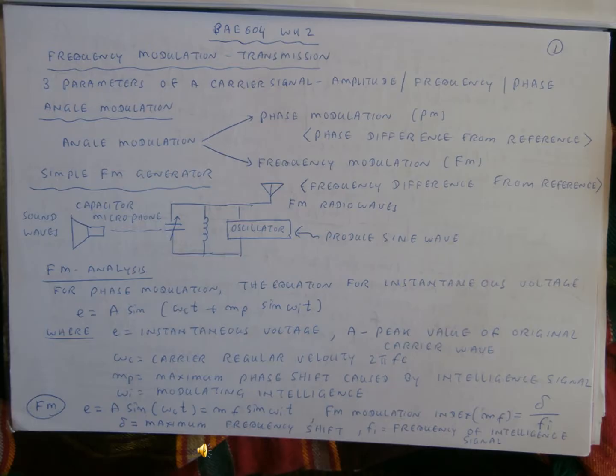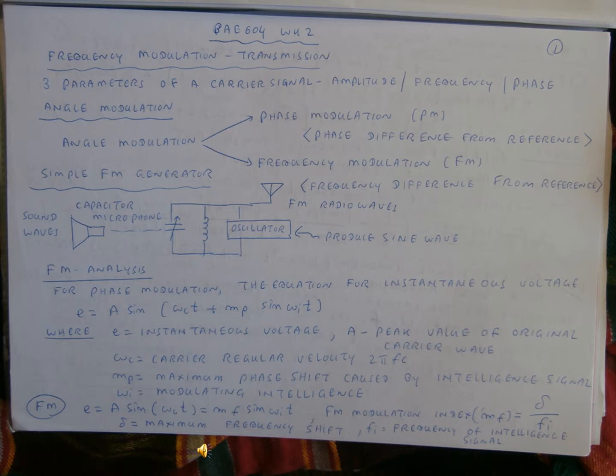So today's lesson is the BAE604 Week 2 lesson, frequency modulation and transmission. There are three parameters of the carrier signal: amplitude, frequency, and phase. The amplitude is the magnitude of the signal, frequency is the rate of the signal, and the phase is the phase angle of the signal.